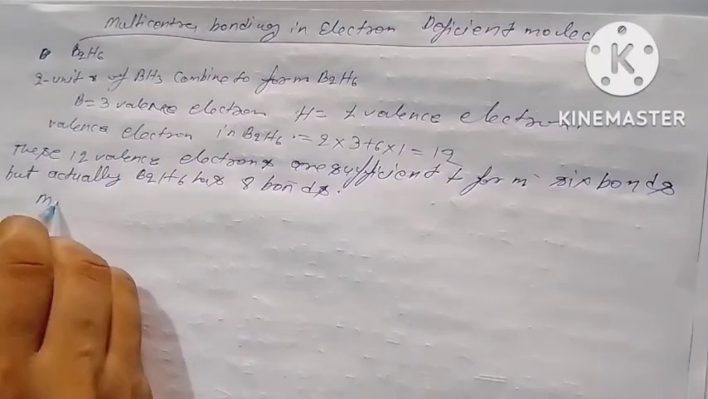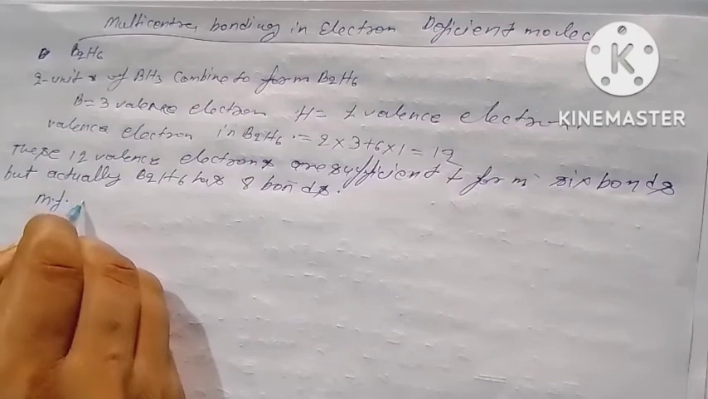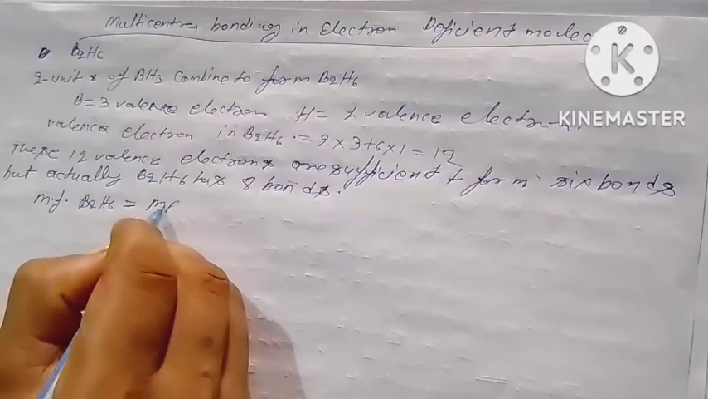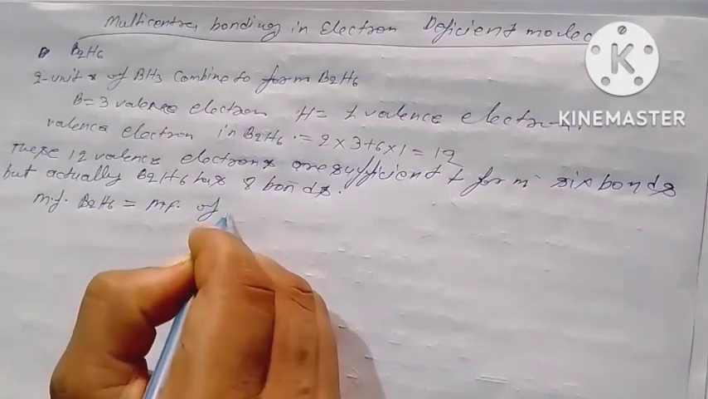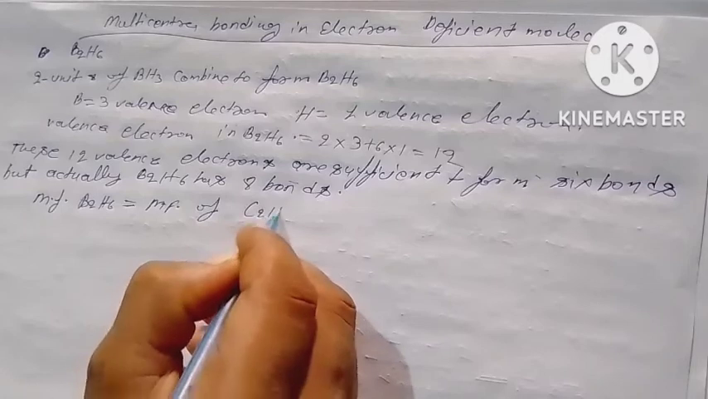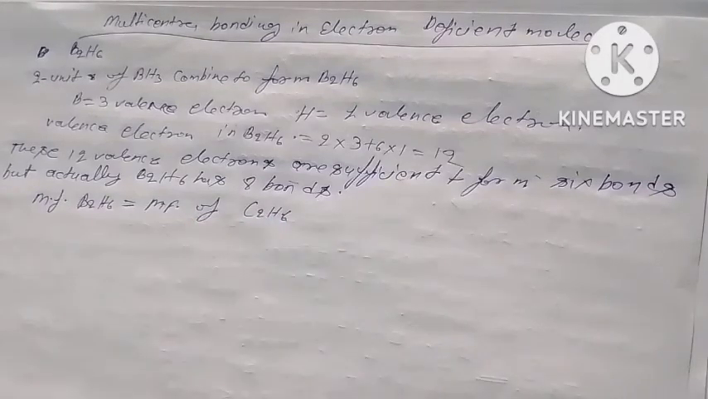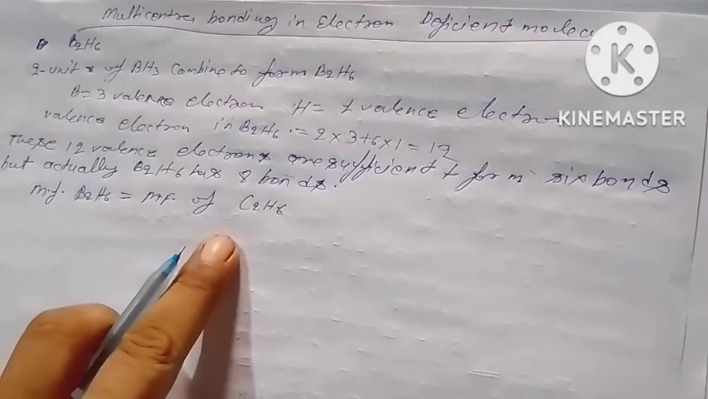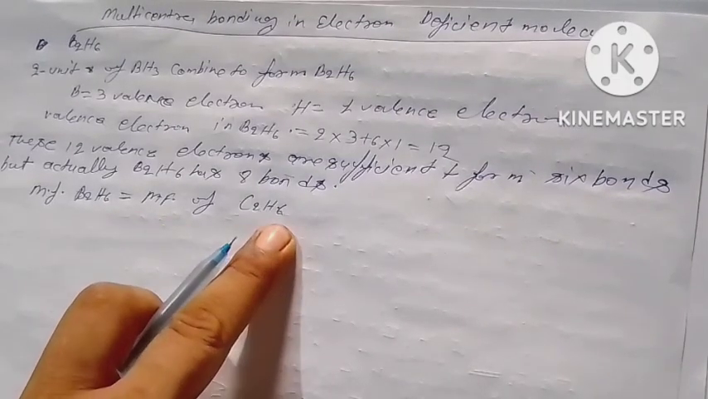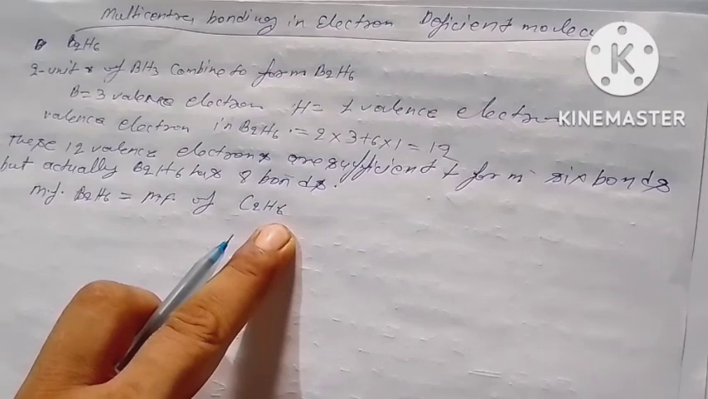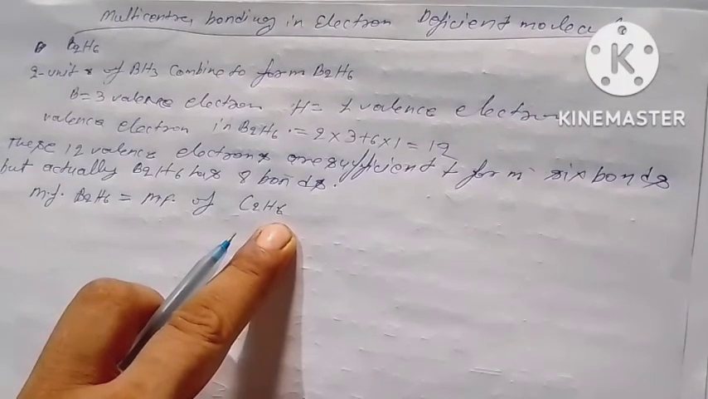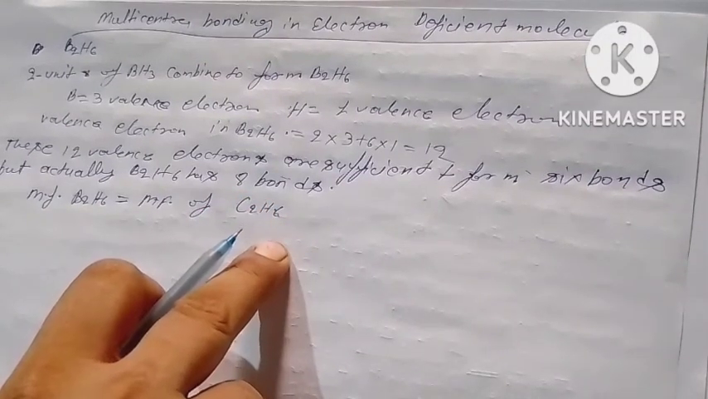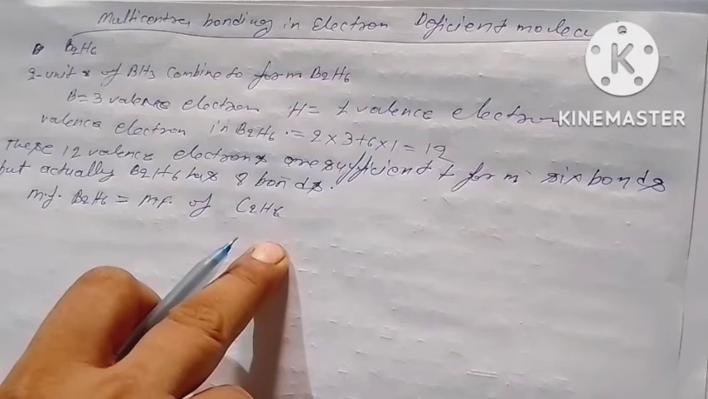Molecular formula of diborane B2H6 equals the molecular formula of ethane, C2H6. Hence the structure of B2H6 should be similar to C2H6 in order to form the required 7 bonds. The number of valence electrons needed is 7, but in B2H6 only 12 such electrons are available.